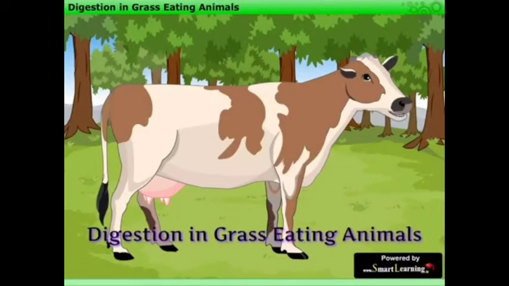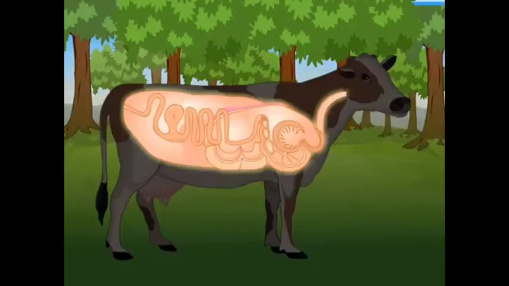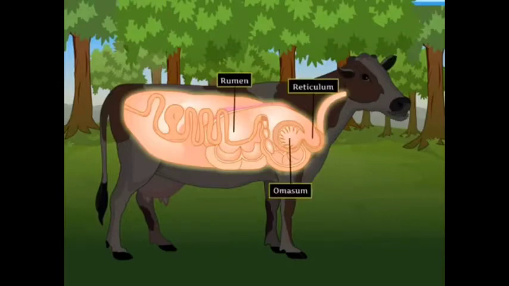Unlike humans, all grass-eating animals have a special stomach with 4 chambers, namely rumen, reticulum, omasum and abomasum. Let's see the process of digestion in grass-eating animals. The animals quickly swallow the grass and store it in rumen, the first chamber of the stomach. In the rumen, the food gets partially digested. The partially digested food is called cud.